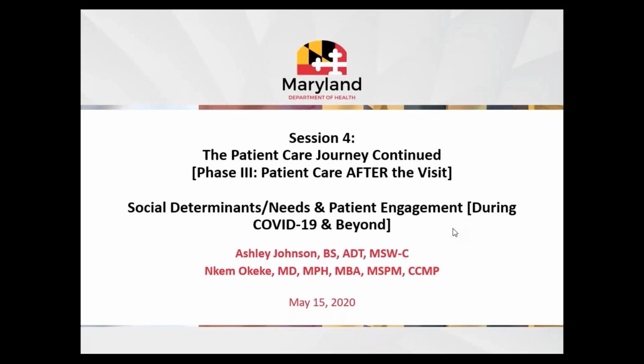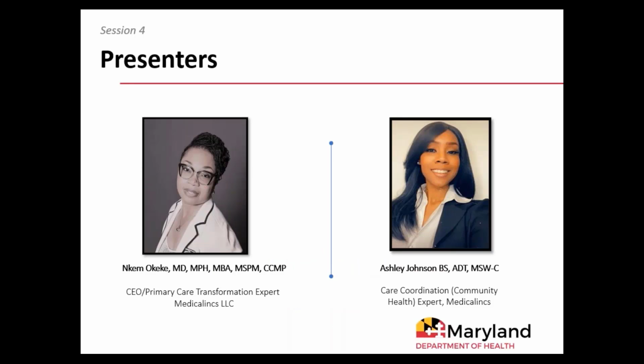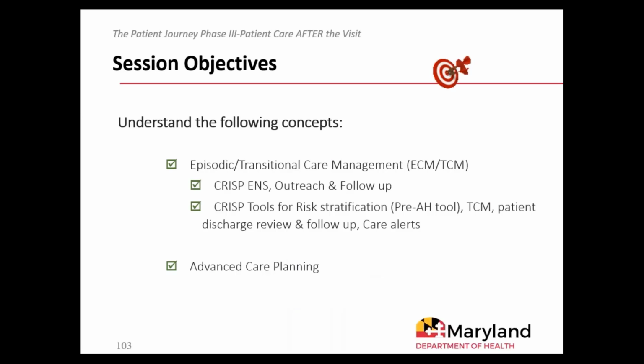So in this session, we have 2 parts. In the first part, we will complete phase 3 of the patient's journey, and in the second part, we'll discuss social determinants and patient engagement. I hope you take away an understanding of the following concepts: episodic and transitional care management, the use of the CRISP ENS report and all the CRISP tools to risk stratify your high-risk patients, following up with them, and advanced care planning.